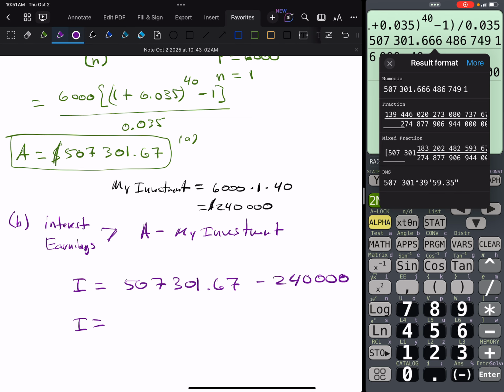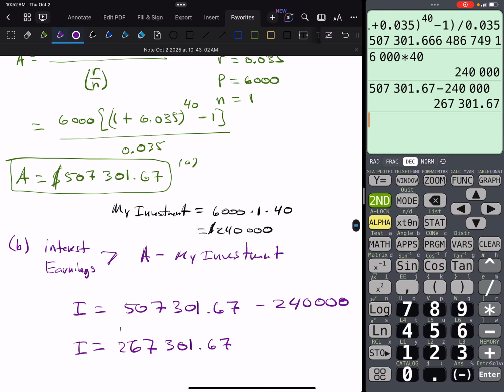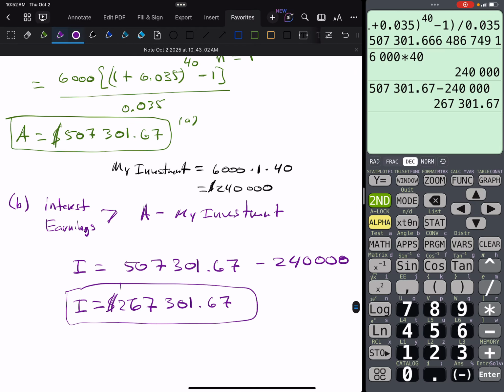All right, so my I equals, and I'm just going to use that number. Okay, whatever. 507,301.67, close enough. Minus 240,123, enter. And I get that I actually have more interest earnings than principal I put in. So 267,301.67 is my interest earned, and that's in dollars as well.